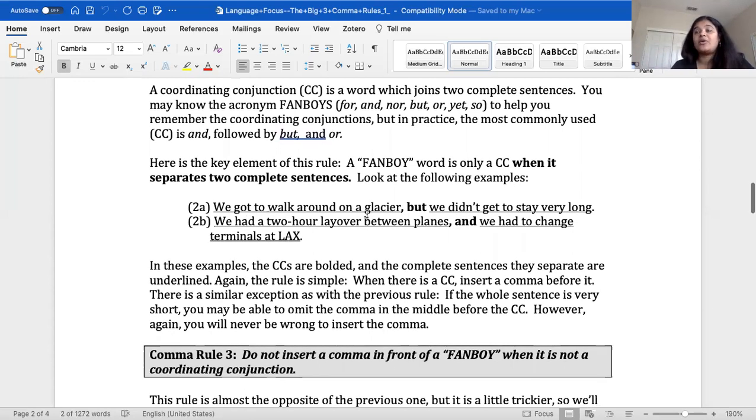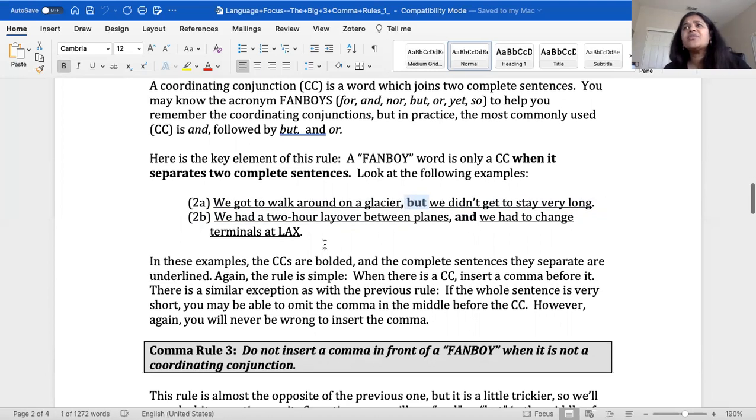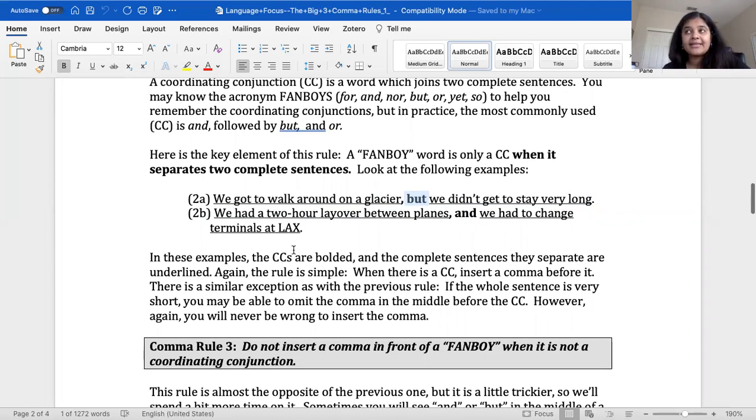We got to walk around on a glacier, but we didn't get to stay very long. If you look at this part, before and after "but," they're both complete sentences. This can stand on its own: We got to walk around on a glacier. We didn't get to stay very long. These are both complete sentences, and you are joining them with a coordinating conjunction. Then you use a comma. We had a 2-hour layover between planes, and we had to change terminals at LAX.